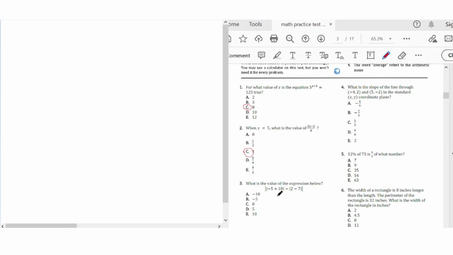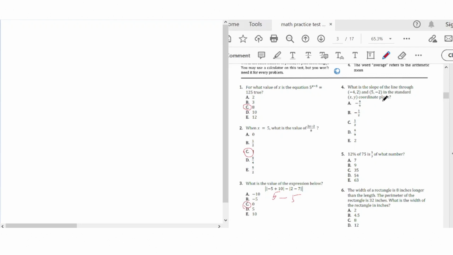So negative 5 plus 10 is negative 5. The absolute value of negative 5 is 5. Now, 2 minus 7 is also negative 5, but the absolute value of negative 5 is 5. So therefore we have 5 minus 5. Taking the absolute value of 5 minus 5, we get 0. Since the absolute value of 0 is 0, therefore the answer to 3 is C.